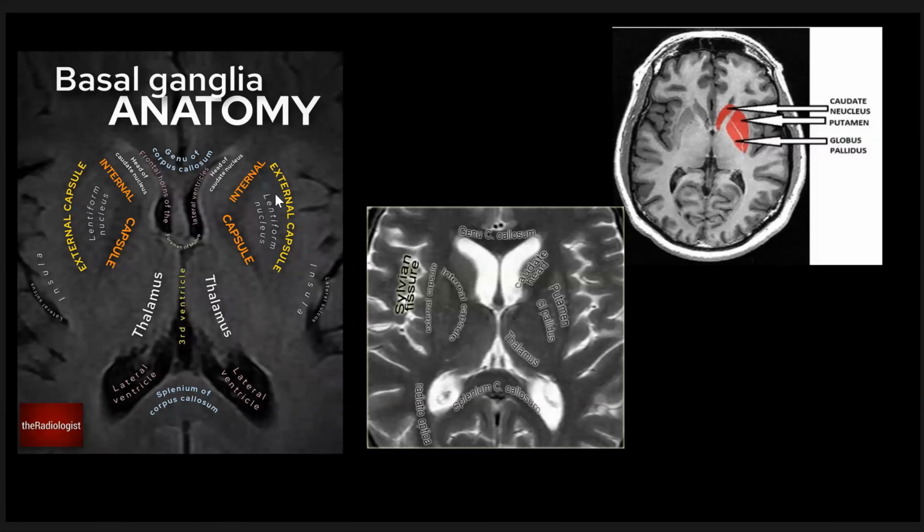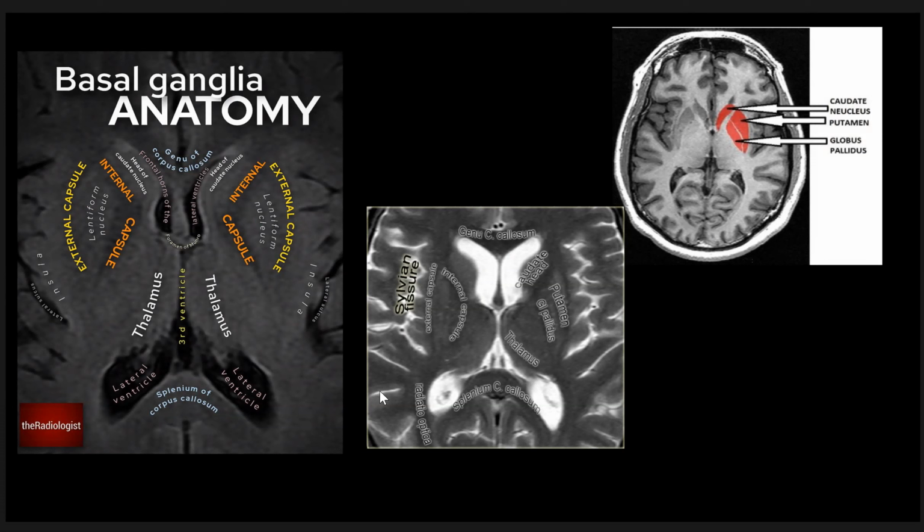Again, this is the external capsule. This is the lentiform nucleus. Putamen is lateral, globus pallidus is medial. Internal capsule anteriorly, internal capsule posteriorly, and the genu of the internal capsule. And this is the head of the caudate nucleus, and this is the thalamus.